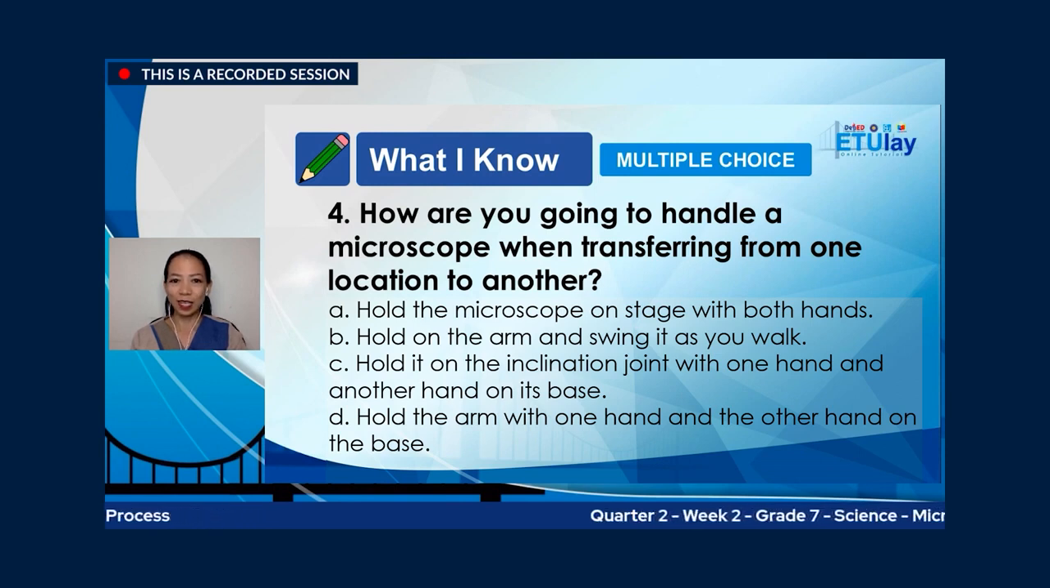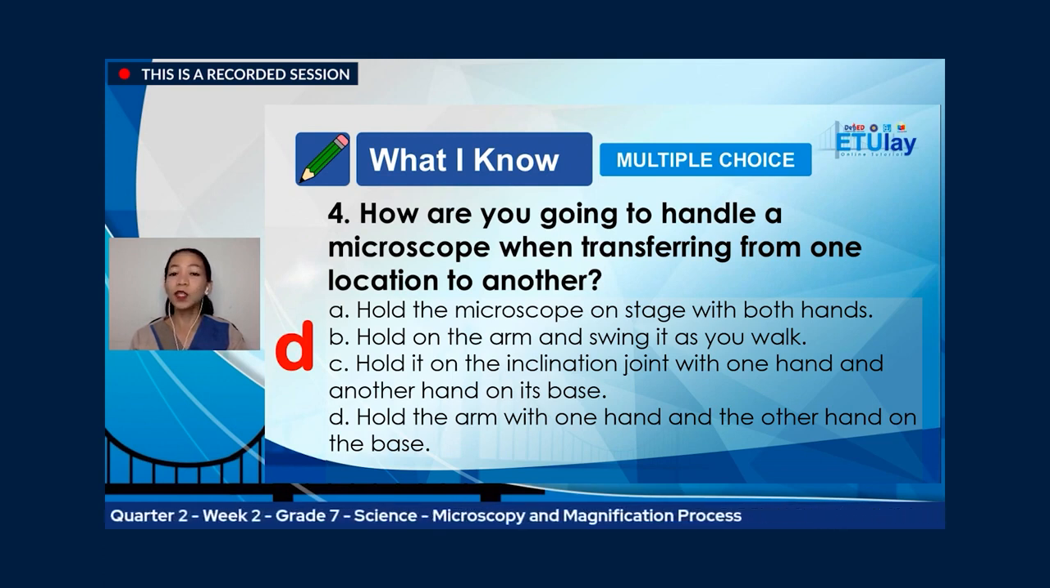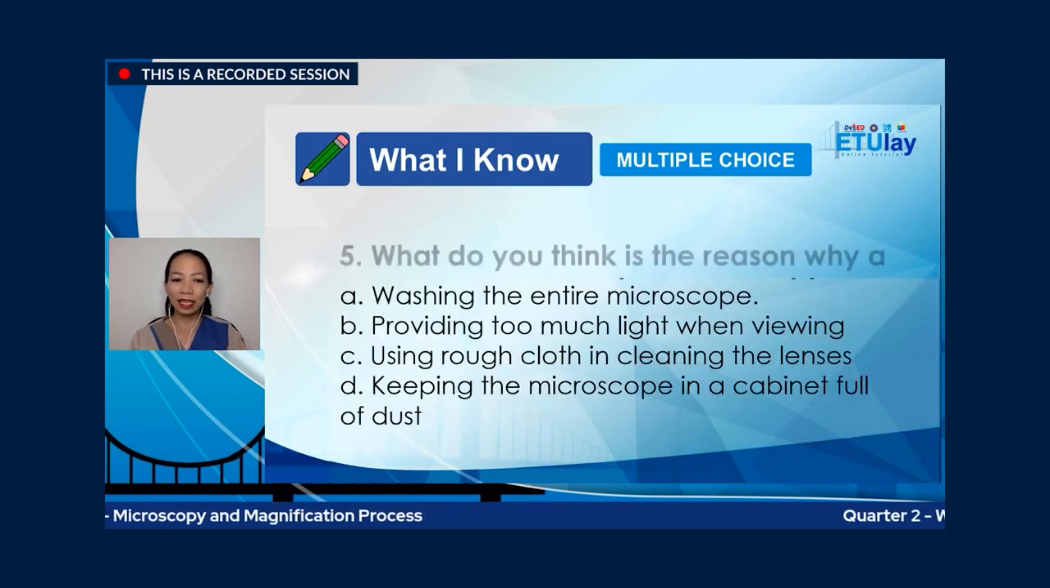How are you going to handle a microscope when transferring from one location to another? The correct answer is letter D. Hold the arm with one hand and your other hand is holding the base. Last item for our pretest.